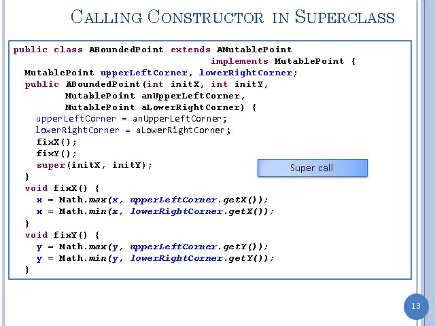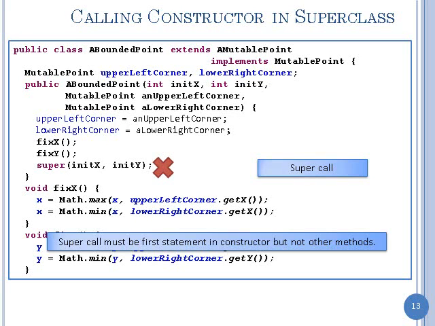And that's a very fortunate rule to have because that will catch my error that I made. Okay? So this is not allowed. Super call must be first statement in constructor, but not other methods. Not in my add element. Because by now the variables have been initialized. So not an issue. It's only an issue when the variables are being initialized. Okay?